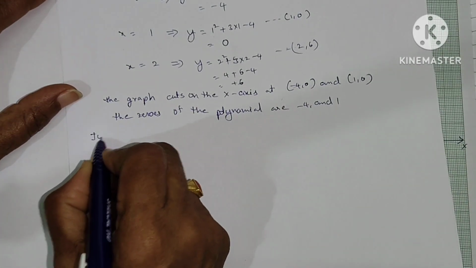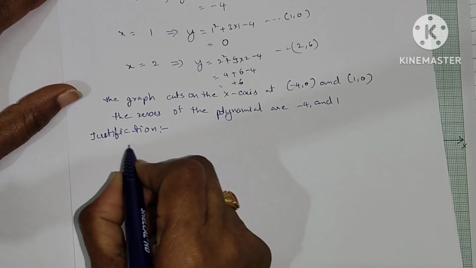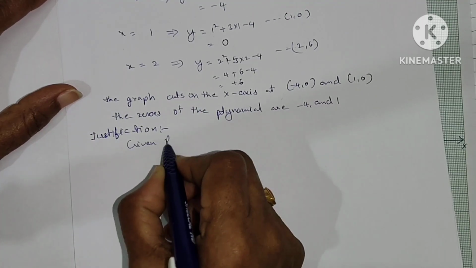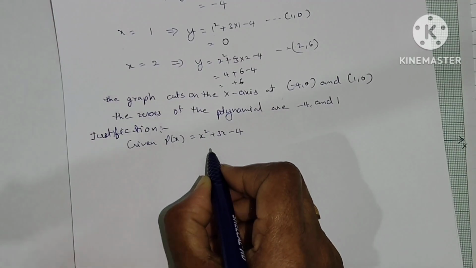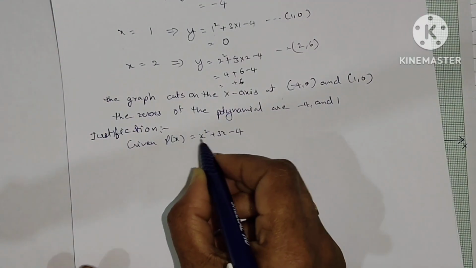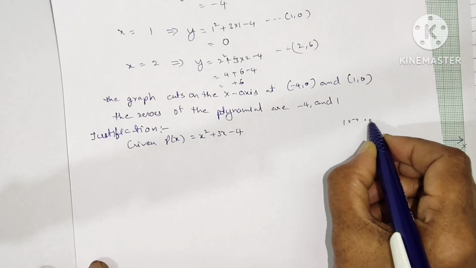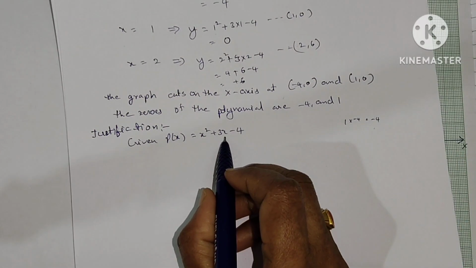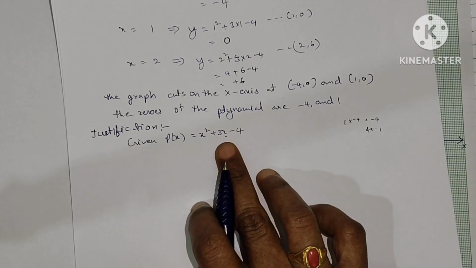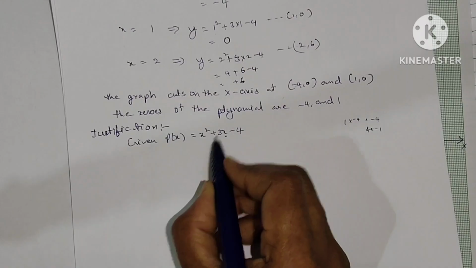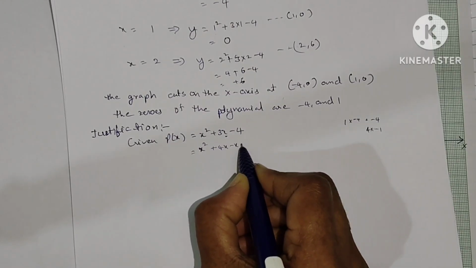So justification. Justification means given p of x equals x square plus 3x minus 4. Now split the middle term. Here the x square coefficient is 1 and the constant is minus 4. The middle term is 3x. So 4 into minus 1, we write, gives minus 4, and adding these two numbers gives the middle term. So x square plus 4x minus x minus 4.